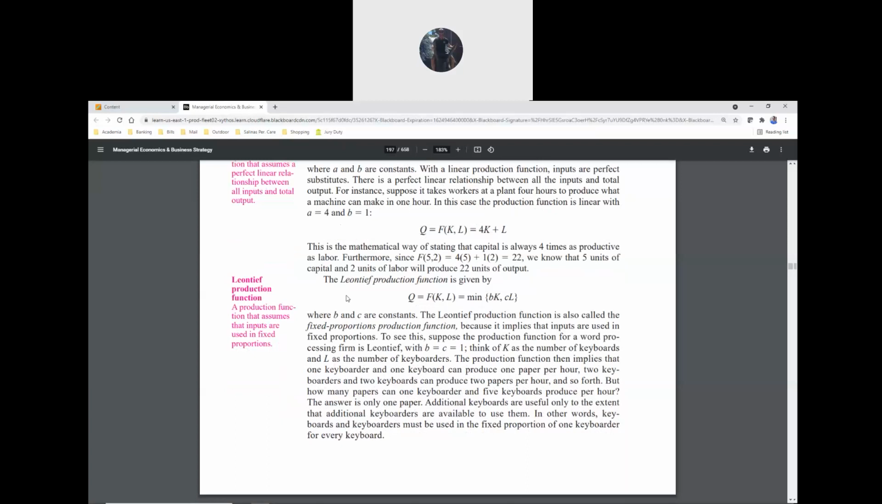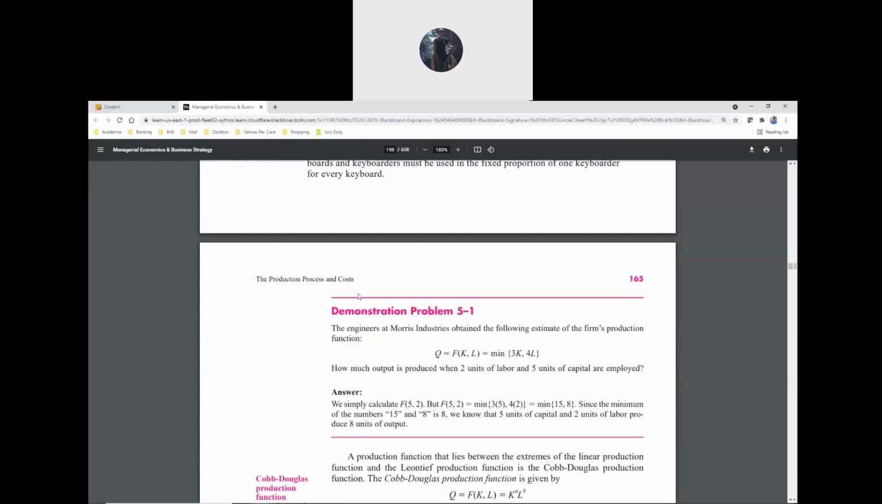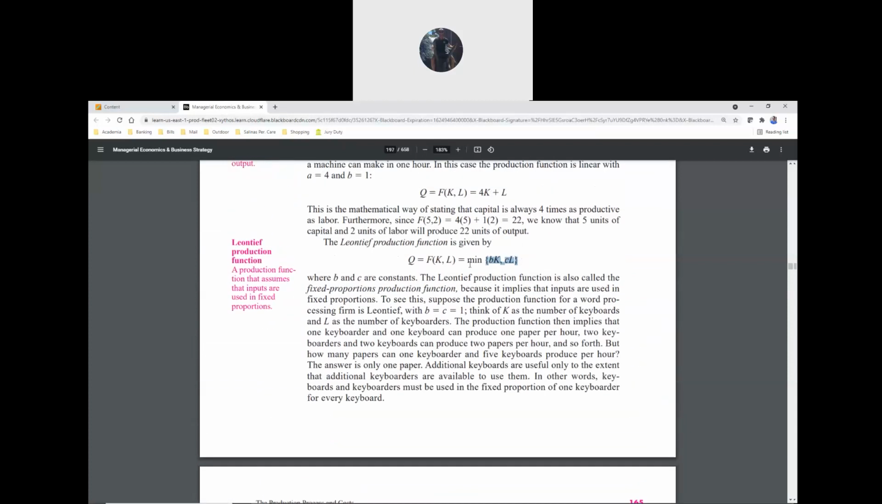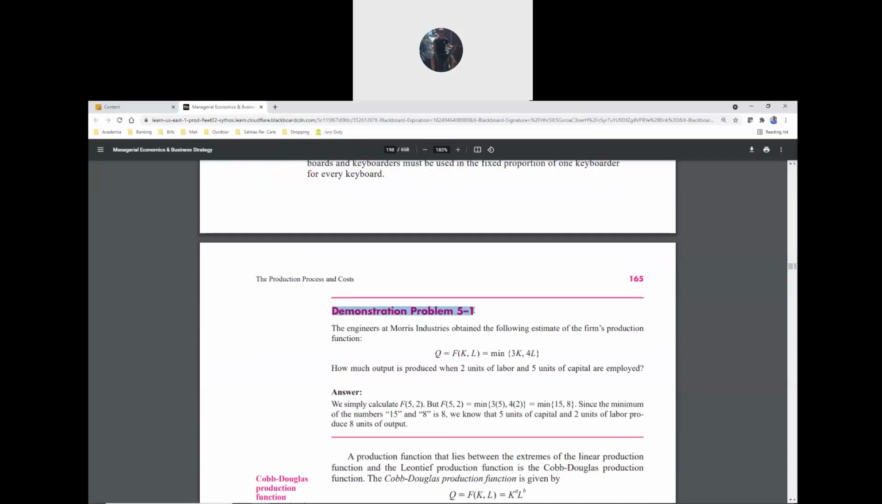Okay, this next one looks a little weird, but it's called the Leontief, and this is essentially a production function that assumes that inputs are used in fixed proportions. So your production function is the minimum of one of these conditions. It's the minimum of either BK or CL. So here's a case where your output can only be used if these ratios hold. Actually, the best way to do this is to look at an example, and I have one that we'll do here, which is demonstration problem 5.1.